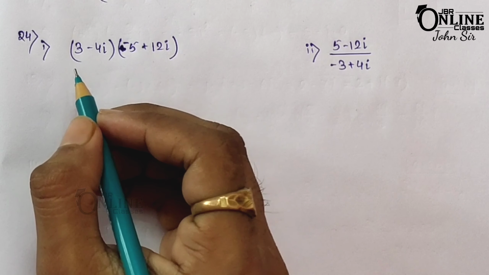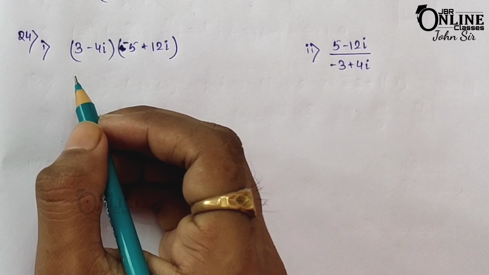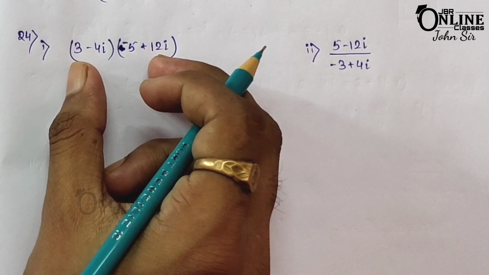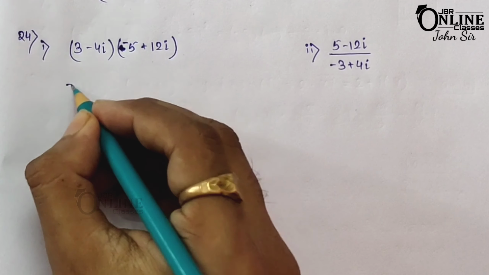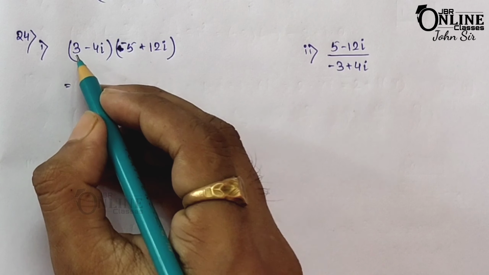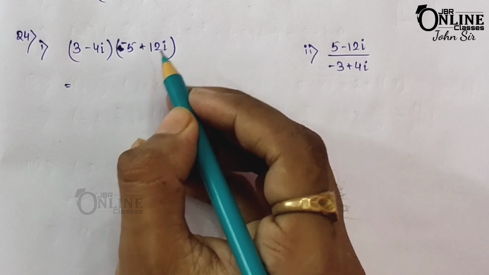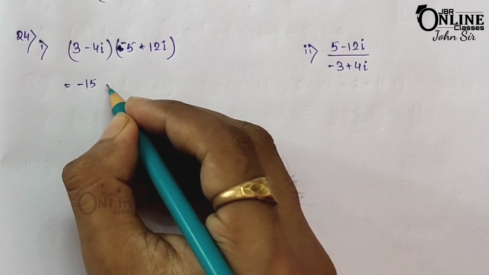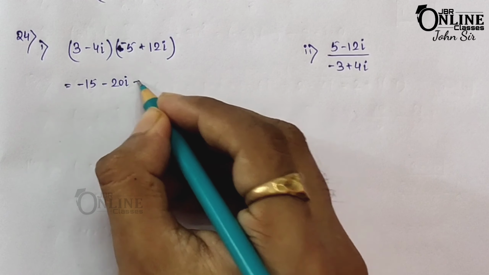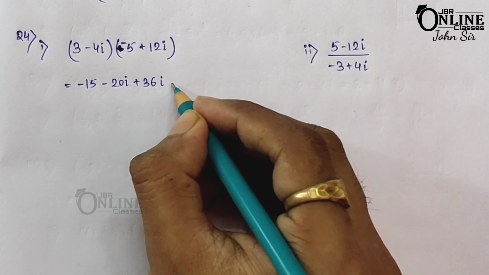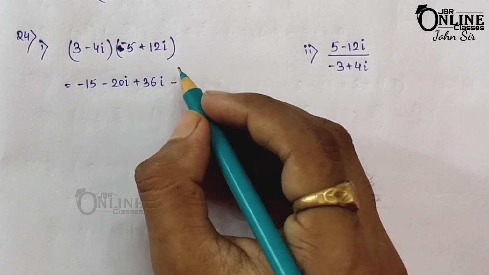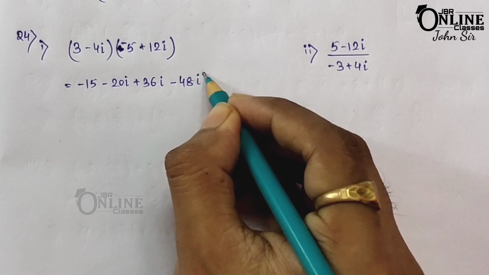Now next sum number 24. Find the modulus of the complex number. So here the first complex number. First you have to multiply this complex number, 3 minus 4i into minus 5 plus 12i. So it will be minus 15, then minus 20i, then 36i, and the last one will be here 12 into 4, so 48 iota square.